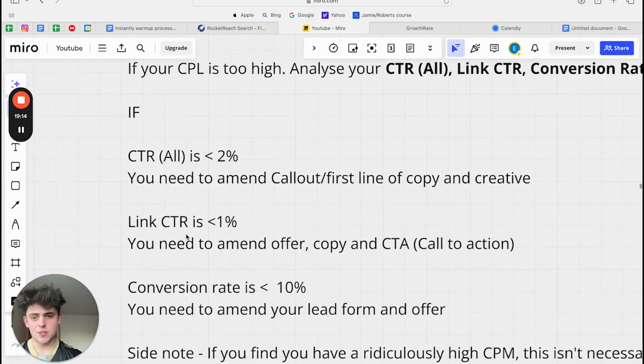Link click-through rate is less than 1%. Realistically, you need to amend your offer, copy, and call to action, because people are clicking on your ad. So this is on the assumption that click-through rate is in KPI, but link click-through rate isn't. Basically what's happening is people are getting interested. They're going, oh, what's this? And they click to see more. But then they read your offer, they read the rest of the copy, and they don't really know what to do next, even if they were interested, and they don't click on the link and they don't submit.